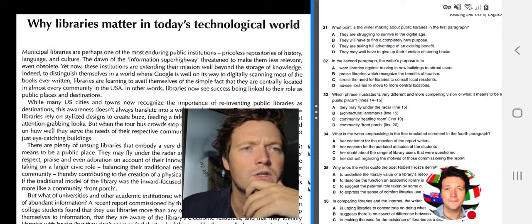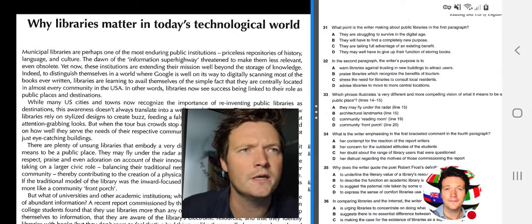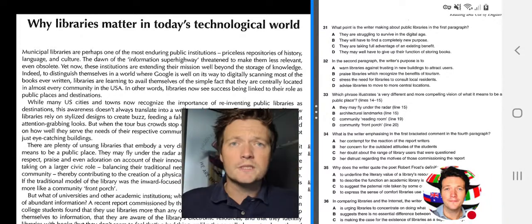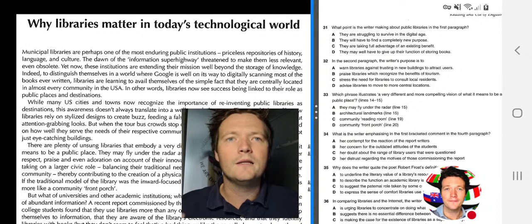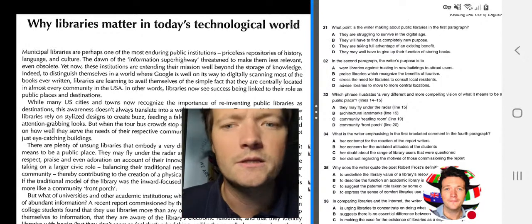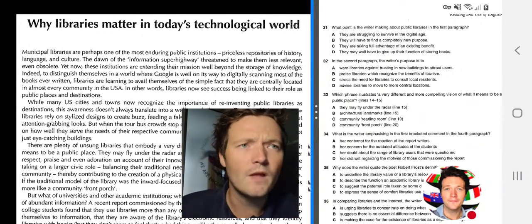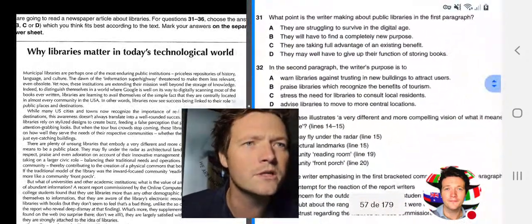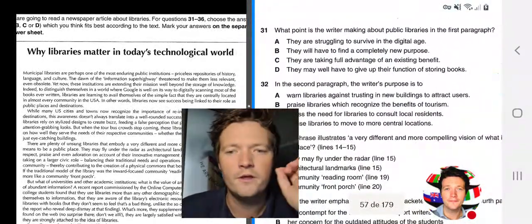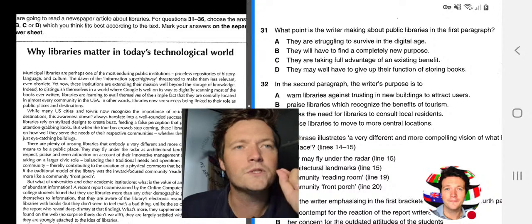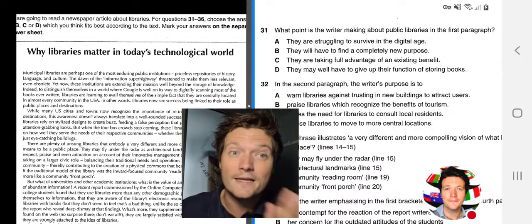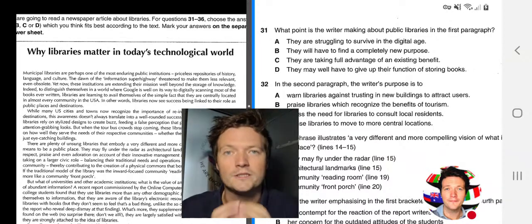I would go straight to the first question here. So this is part 5 of the Reading and Use of English paper. I've looked at the title. It's called Why Libraries Matter in Today's Technological World. I'm just going to look at the first question here. I'll make it a bit bigger for you so that you can see it. And what I'm going to do is focus on the question first of all, because the question is going to tell me where to get the information and what I'm looking for.